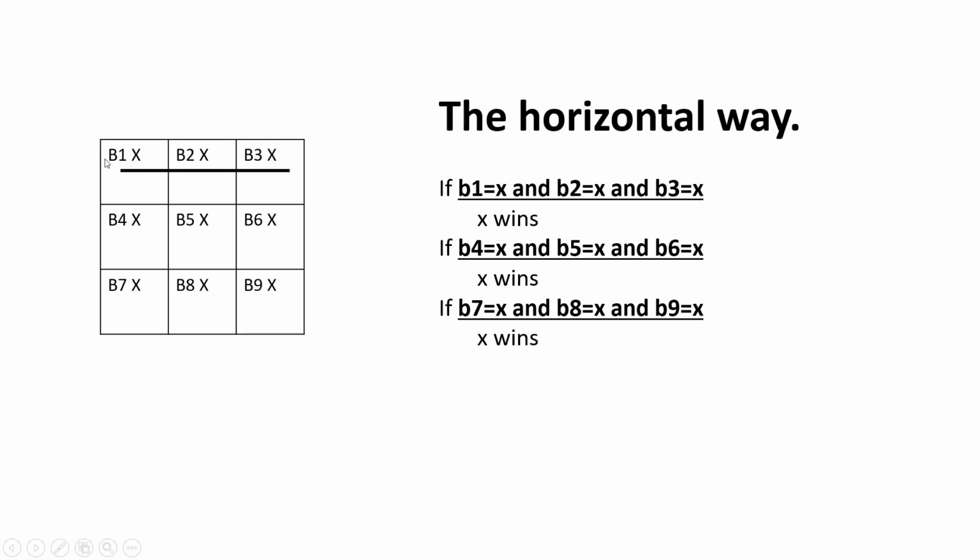So basically, this is the horizontal line, and we are going to display that X has these three combinations, so X wins, right? The same goes for these three combinations, and the same goes for these three combinations. So these are the three combinations that are horizontal, so we are going to name it the horizontal way.